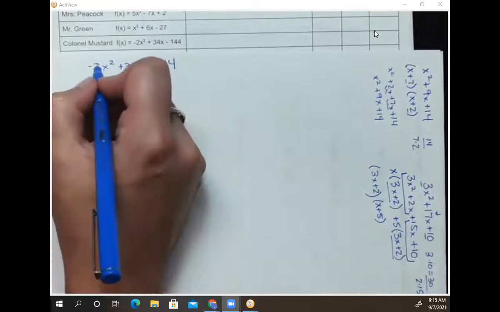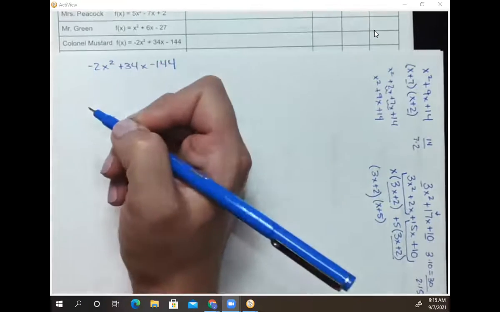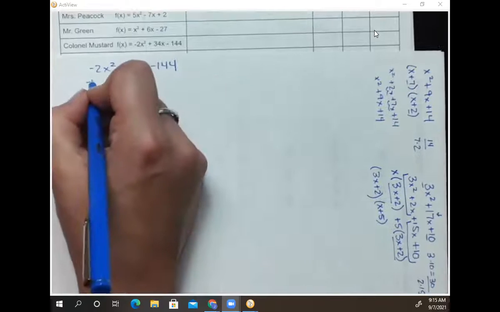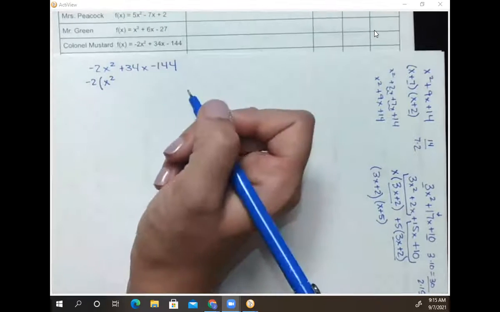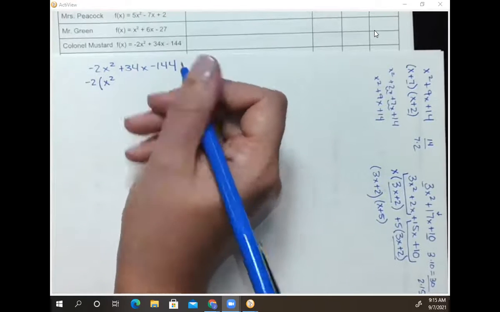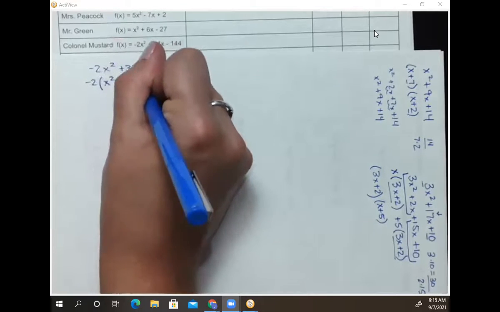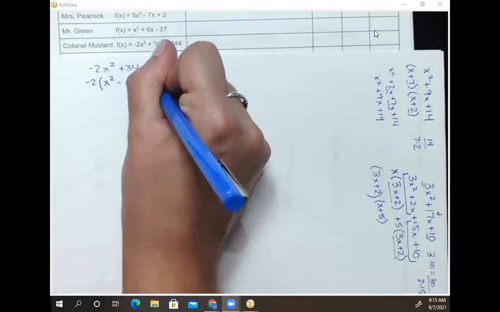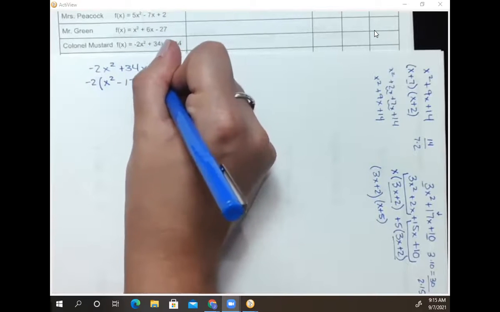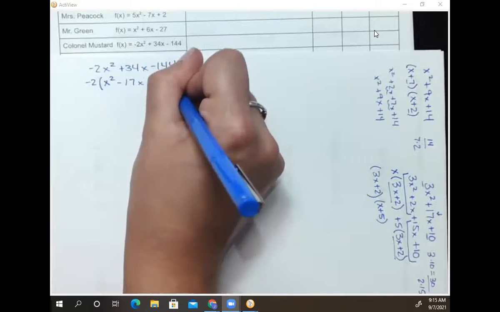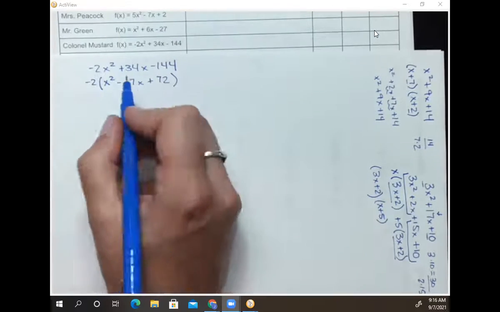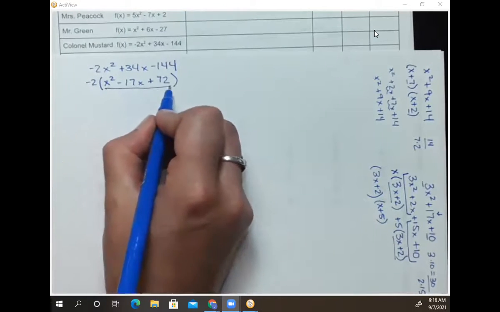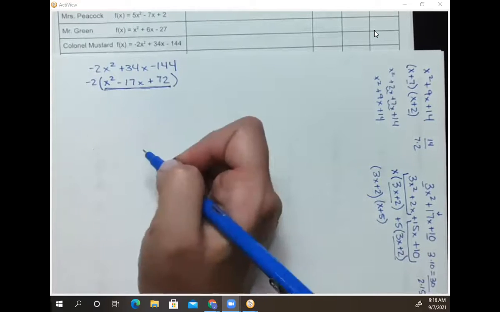2, yeah. And since my lead coefficient is negative, I'm actually going to take out negative 2. So I'm going to factor negative 2 out of every term. That leaves me with x squared minus 17x plus 72. Now I'm going to continue factoring this piece here.